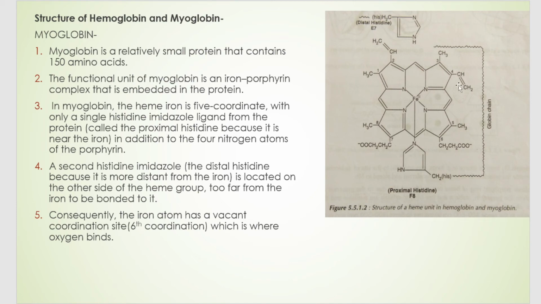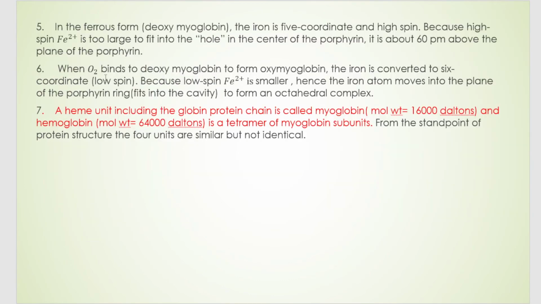It does not have a sixth coordination. Oxygen is not there in the sixth coordination site, because of which Fe2+ has a bigger size, and because of that it cannot fit into the center of the porphyrin ring, and it is present around 60 picometers above this center plane of the porphyrin ring. But what happens in the oxy form?